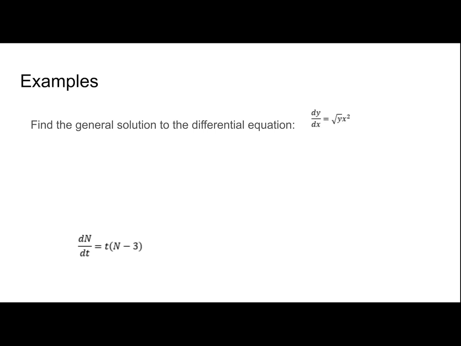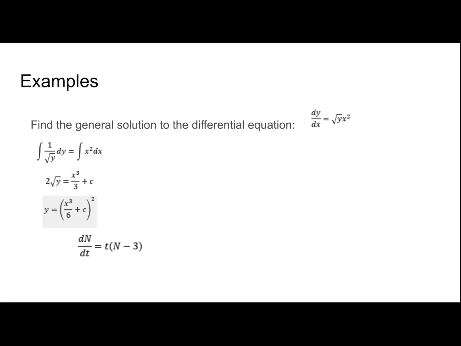Alright, so first things first, we're going to be splitting up our variables. So we have 1 over square root of y dy equals x squared dx. Basically, we're just separating the products of y and x squared, so we have 1 over square root of y dy and x squared dx. If we integrate on both sides, we should find that 2 times the square root of y equals x cubed over 3 plus a constant of integration.